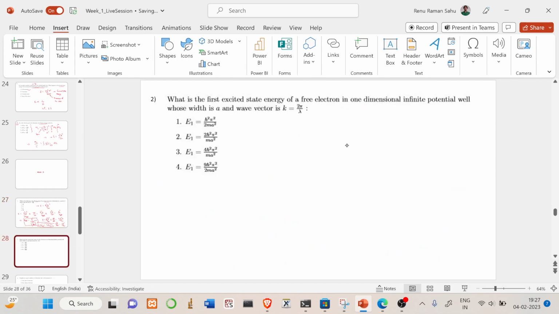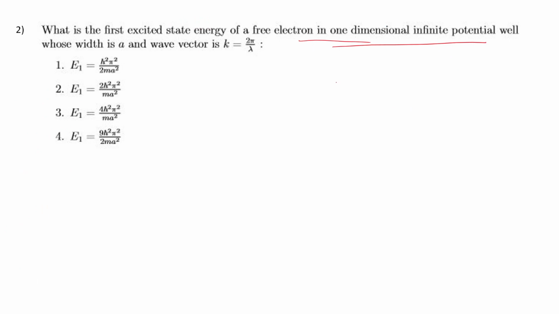The next question is asking about the first excited state of a free electron in a one-dimensional infinite well potential, which we talked about a few minutes before. What is the first excited state? We use the same technique: E equal to ħ²k² over 2m, since it is one dimension. Here it is asking about the first excited state. The ground state is this, and the first excited state is this one, from 0 to L.